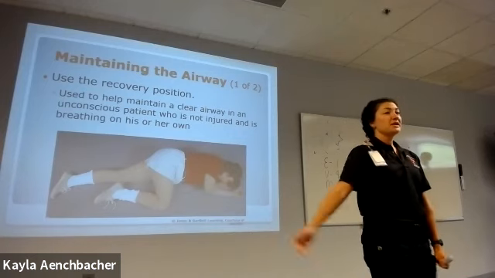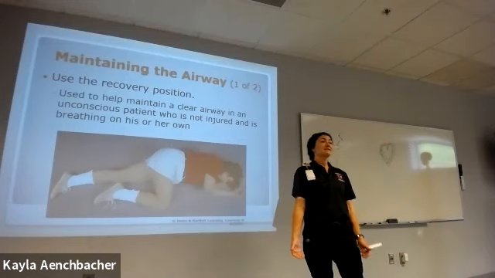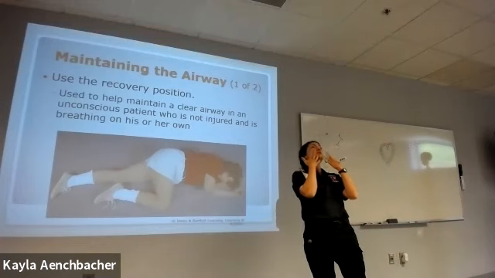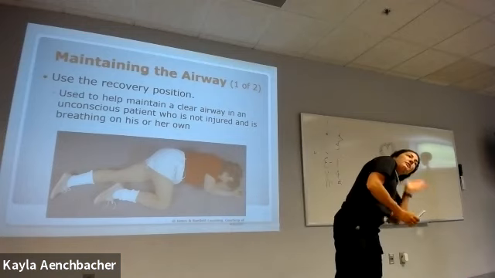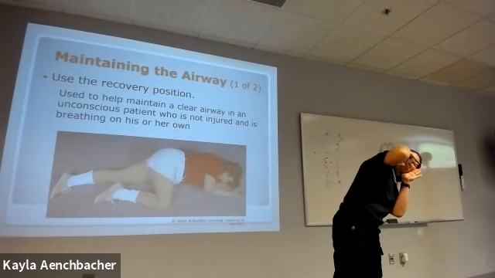Okay. So again, I can have gravity be my friend. Now, if they vomit or if that blood's trickling down their airway, it won't go to their trachea, it won't go to their lungs. If I roll them on their side, where is it going to go? Out the mouth.